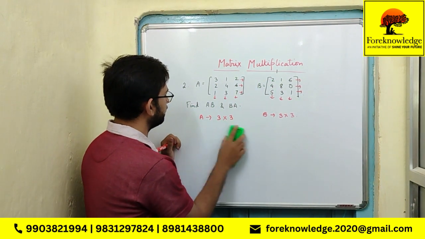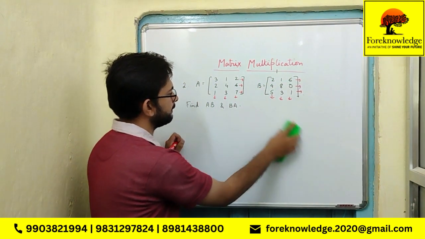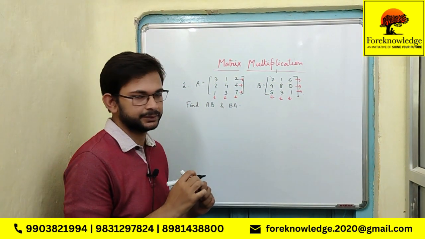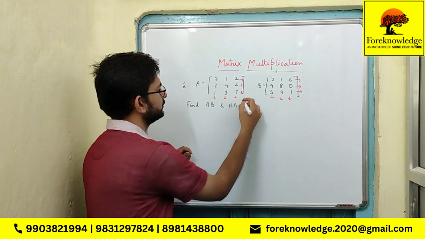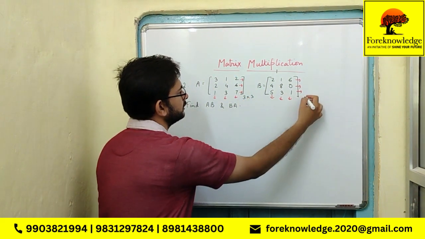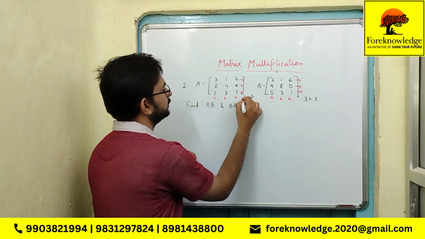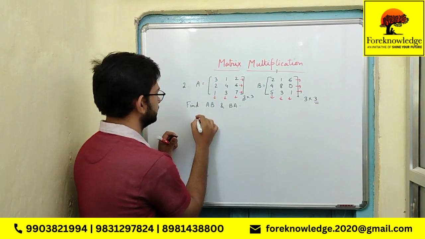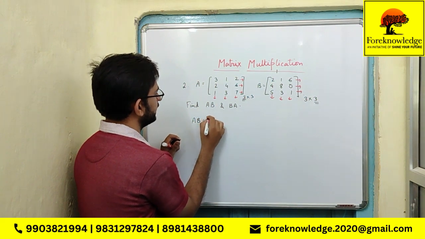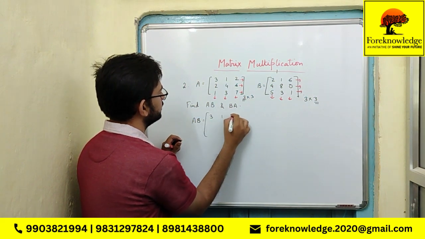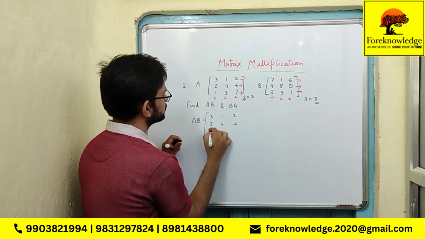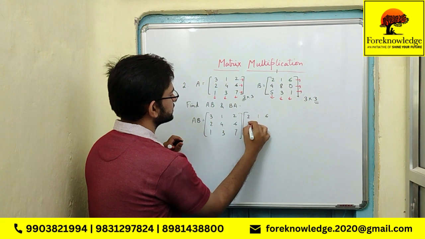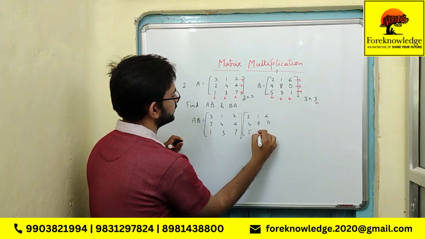Now let's perform AB. AB will be a matrix of order 3 cross 3, because BA also has 3 cross 3. That means 3 rows, 3 columns. Now AB equals the matrix [3, 1, 2; 2, 4, 6; 1, 3, 7] into [2, 1, 6; 4, 8, 0; 5, 3, 1].